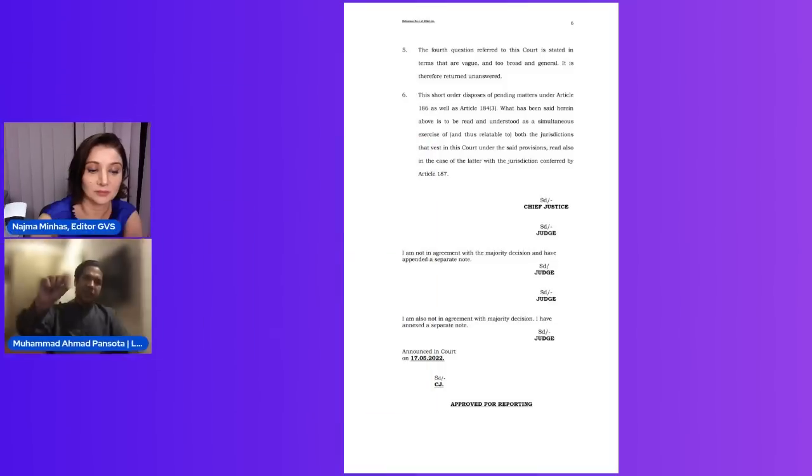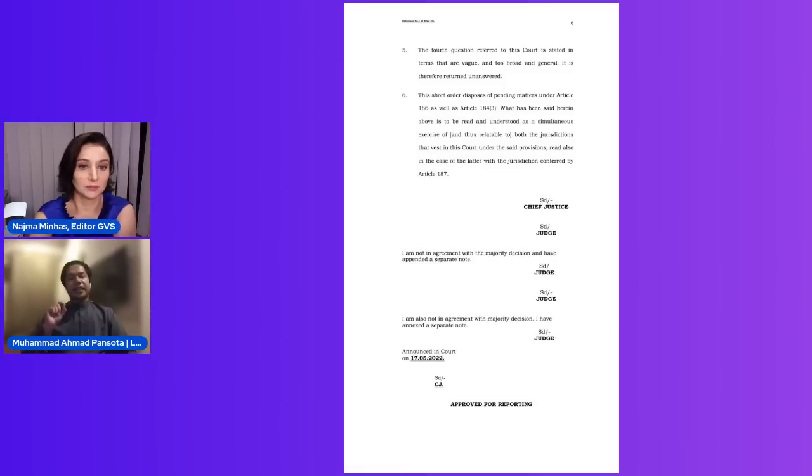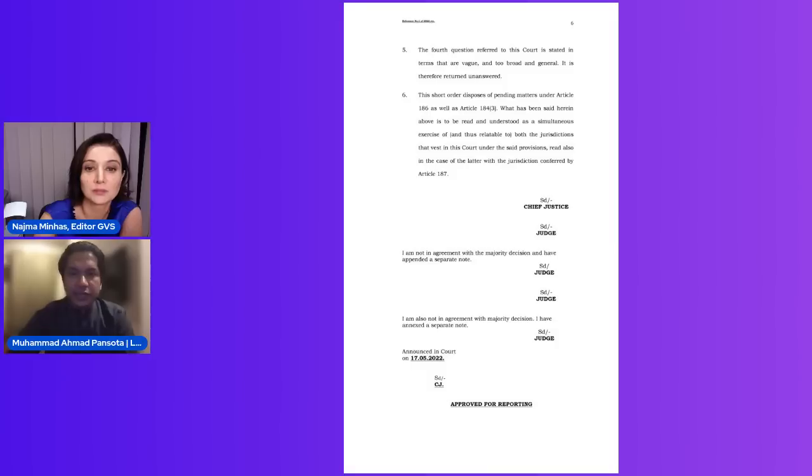of the decision, the last paragraph of the decision clarifies that, in light of the previous judgments which have been passed on this subject, the Hisba Bill case, which is 2005, and then Reference Opinion Number 1 of 2020, which was the Senate poll case, it has been made abundantly clear that it is of binding nature. However, if I read out the last paragraph with your permission, it says the short order disposes of pending matters under Article 186 as well as Article 184(3).